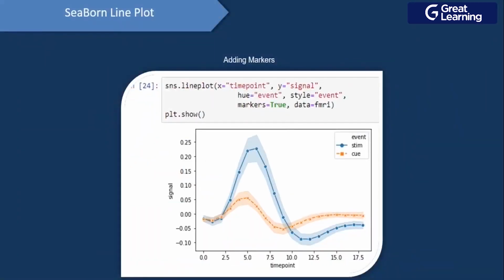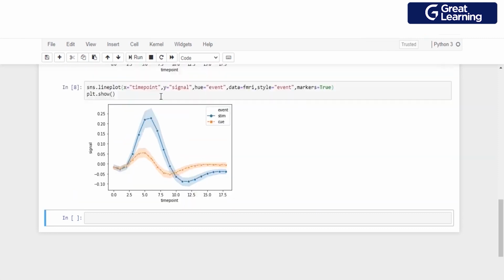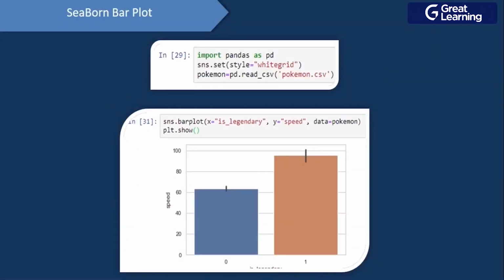So now that we have created that, we can also add markers on top of it. All we have to do is set markers equal to true. In this command, I'll have this new attribute called markers, and when I set this equal to true, you will see that I have markers now. For the stem event, the markers are solid circles, and for the queue event, the markers are crosses. So that was all about line plots with the help of the Seaborn library.